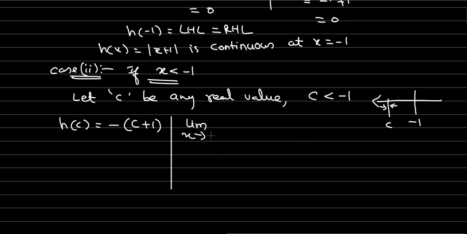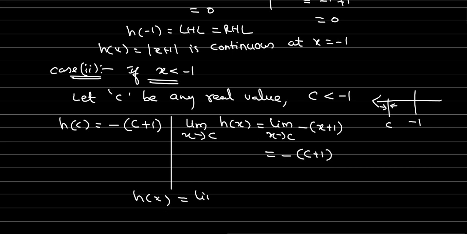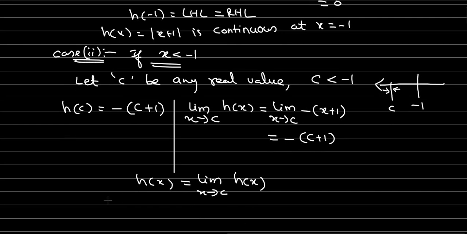So limit x is approaching c from both sides together, h of x. The suitable function is the first function, that is minus of x plus 1. Now applying the limit, we get minus of c plus 1. Now you can notice that h of c and the limit as x approaches c of h of x are both the same. So what we can say from this is that h of x equal to modulus of x plus 1 is continuous if x is less than minus 1.